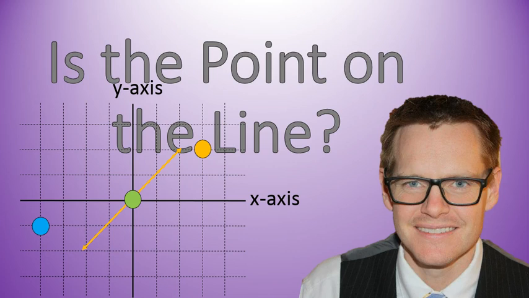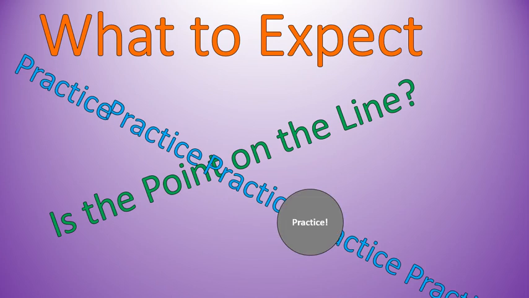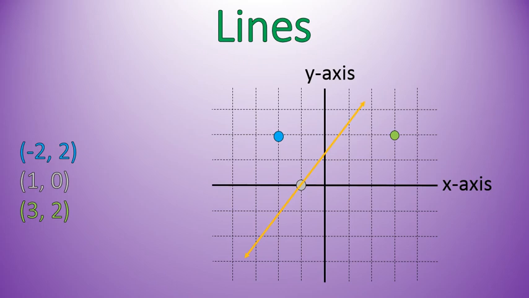This time we'll be doing it a little bit differently. We'll be asking ourselves if a point is on a line, but this time we're going to be asking using an equation and an ordered pair. So is an ordered pair a point on the line? And of course, practice, practice, practice.